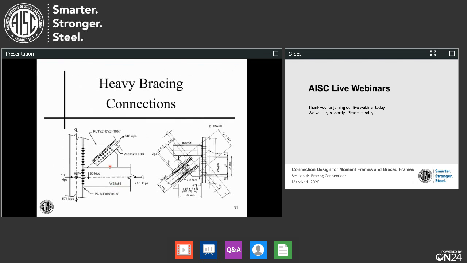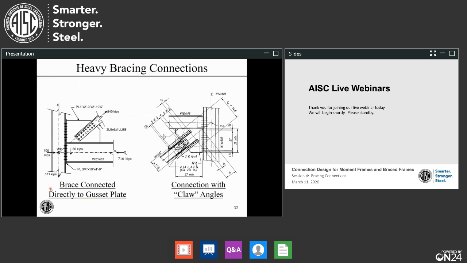Now let's move into heavy bracing connections, probably more properly termed corner connections. The left-hand one is a pretty typical looking one. Here we have a pretty good sized beam, W21x83, a column, W14, and there's a heavy double angle that has a pretty large load in this case.